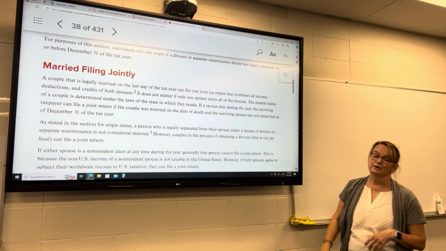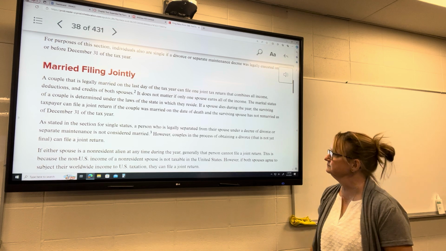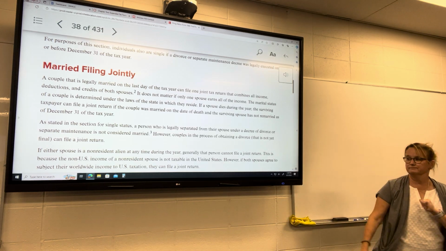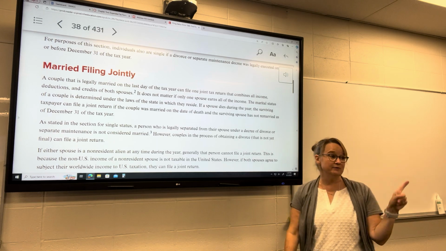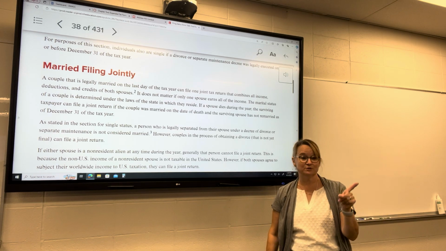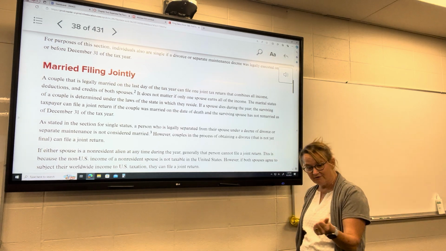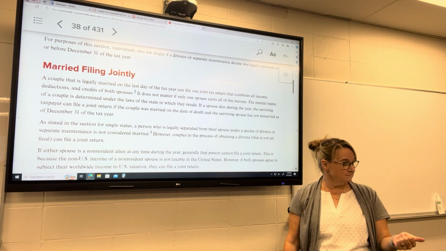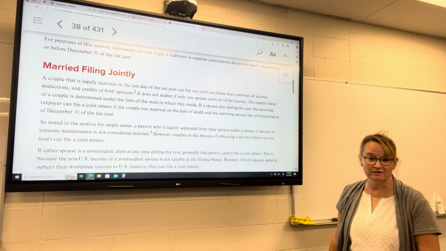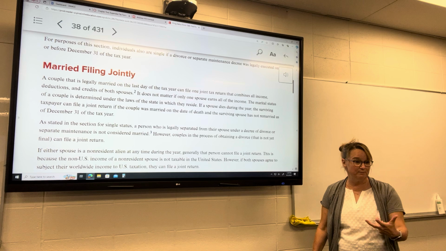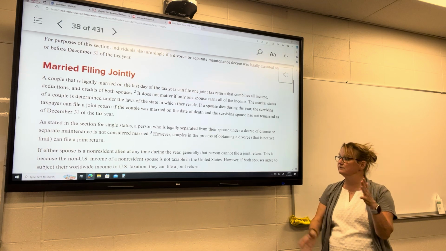All right, married filing jointly. Any questions about single filing status? Okay. So remember, the answer to almost every tax question is it depends, right? So, am I single filing status? Well, it depends, right? It's going to depend on whether you qualify for one of those other filing statuses, if you have a divorce or if you have a separate maintenance agreement before the end of the year, that sort of thing.